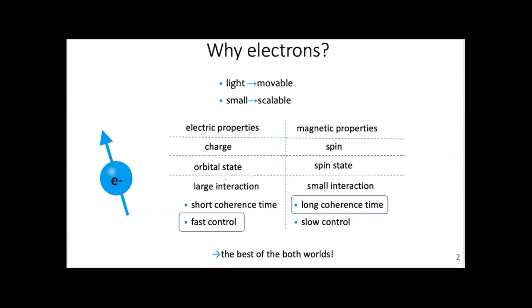On the other hand, the orbital state tends to have a short coherence time, but if the interaction is large, we can realize a fast control of the qubit functionalities. So there are pros and cons on both sides. And so using electrons, we can make the best of both worlds. That is why we would like to use electrons.